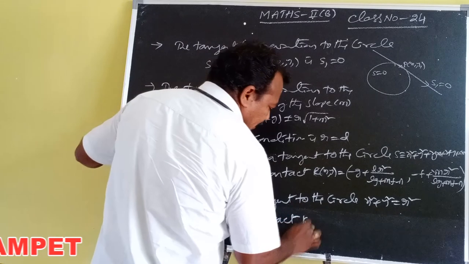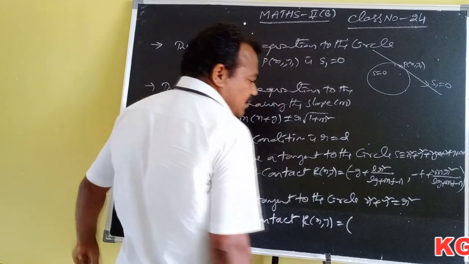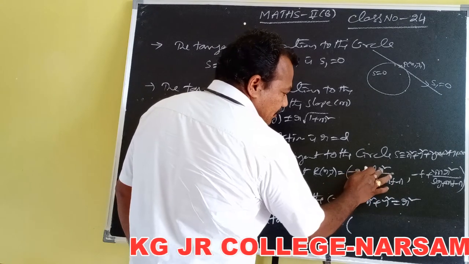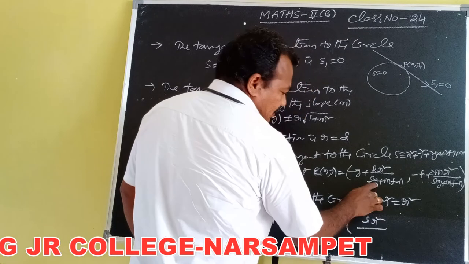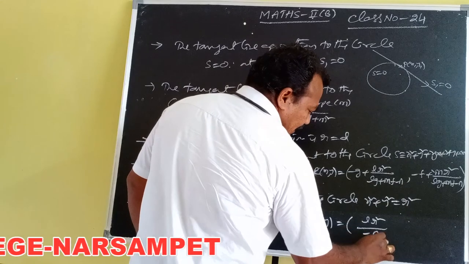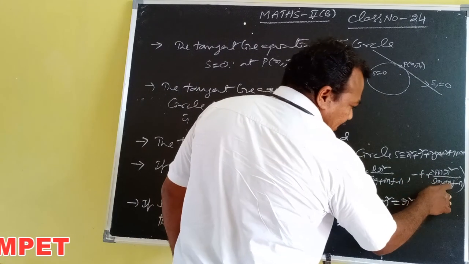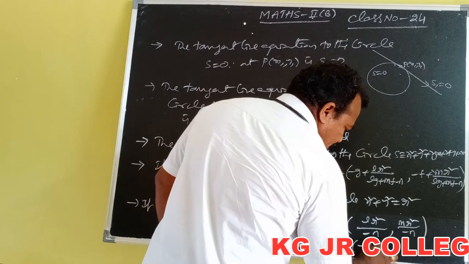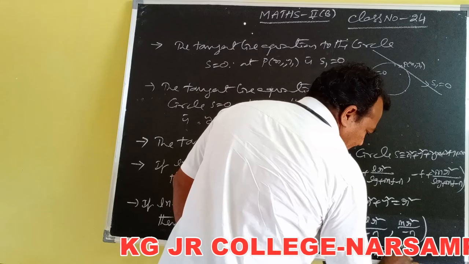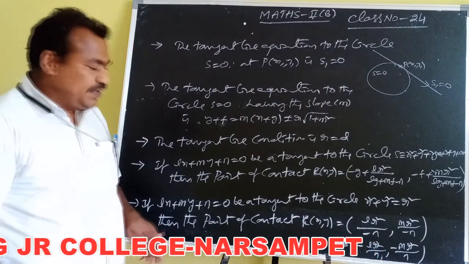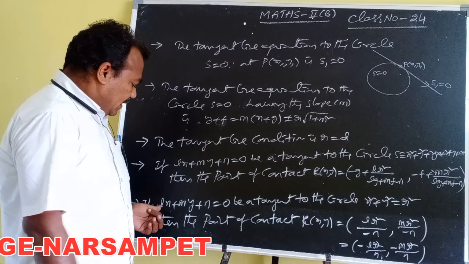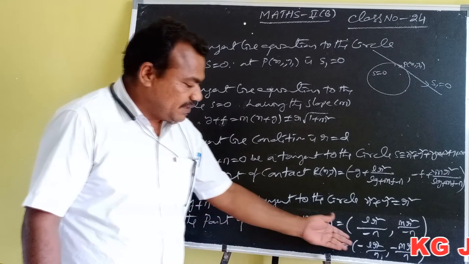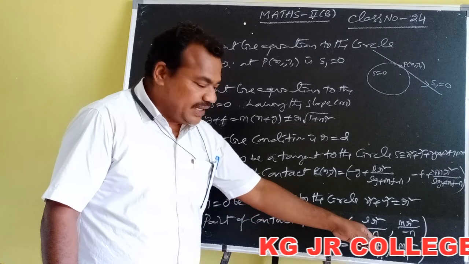The point of contact coordinates are (x, y). Here g = 0 and f = 0. For g and f both being 0, this formula becomes −lr²/n and −mr²/n. Yes friends, we remember this: if the line lx + my + n = 0 is a tangent to the circle x² + y² = r², the point of contact coordinates are (−lr²/n, −mr²/n).